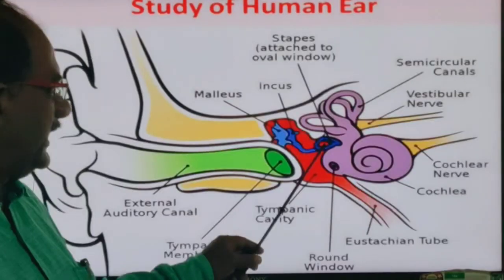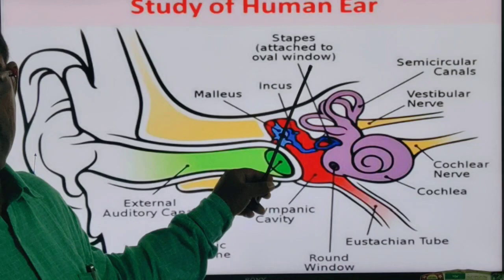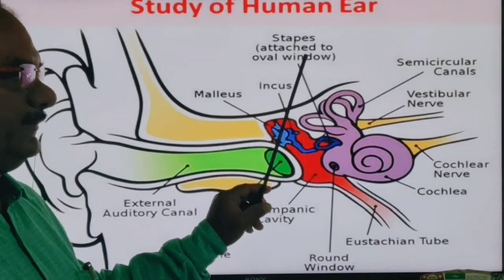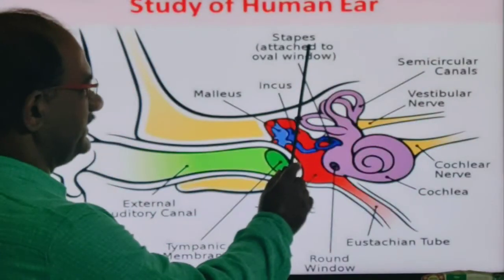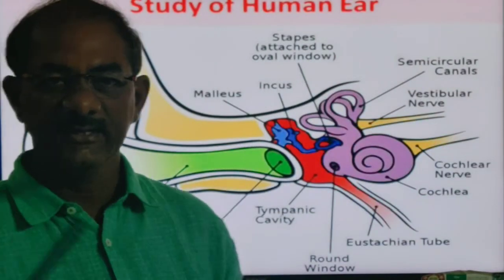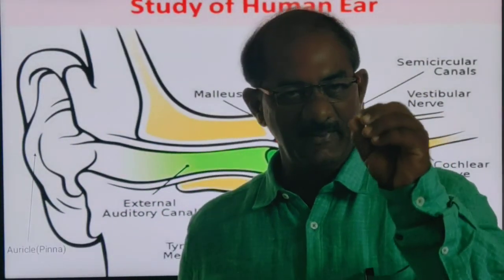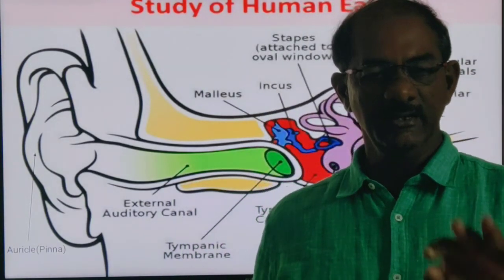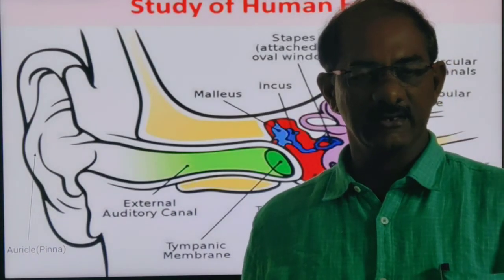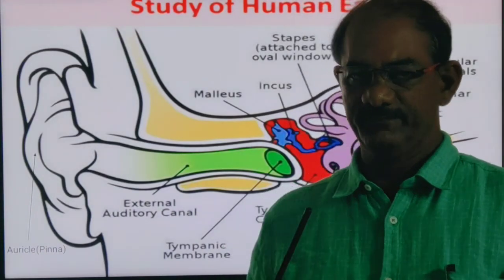And this stapes attaches to one window, that is the oval window. This malleus, incus, stapes is also called the ear ossicles. Means tympanic membrane, tympanic cavity and ear ossicles. These three parts constitute the middle ear.